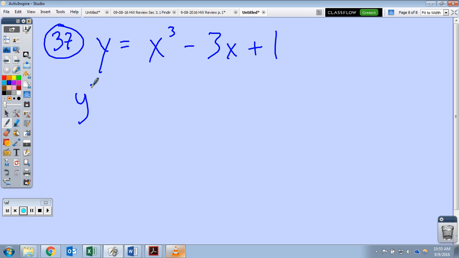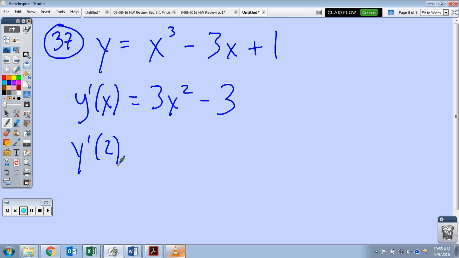So y prime of x would be equal to 3x squared minus 3. And they say, so at the point 2, 3. So I want to know y prime of 2, which would be 3 times 2 squared minus 3, which would be equal to 12 minus 3, which is 9. So this says that the slope of the tangent line at the point 2, 3 of this function is 9.